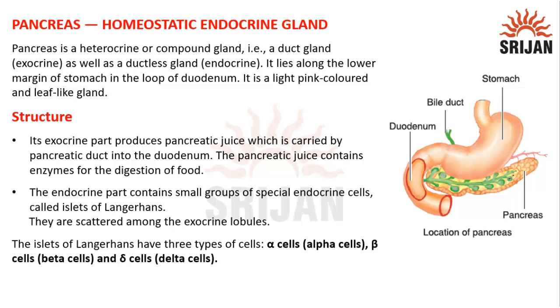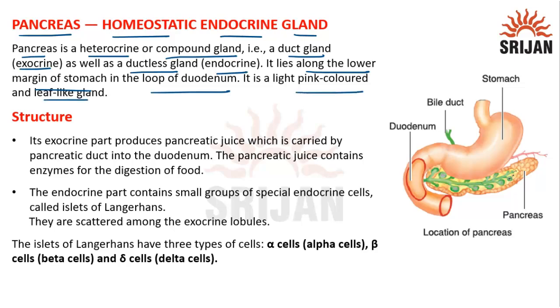In this video, we will learn about the pancreas, that is a homeostatic endocrine gland. The pancreas is a heterocrine or compound gland, that is a duct gland or exocrine, as well as a ductless gland, that is endocrine. It lies along the lower margin of the stomach in the loop of the duodenum. It is a light pink colored and leaf-like gland.